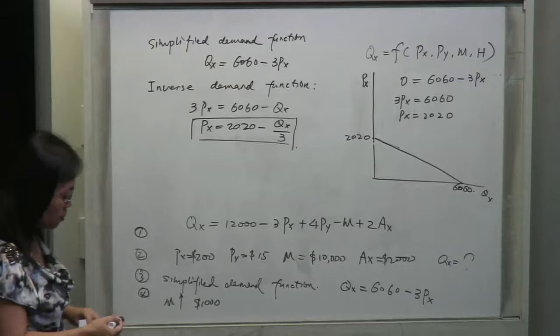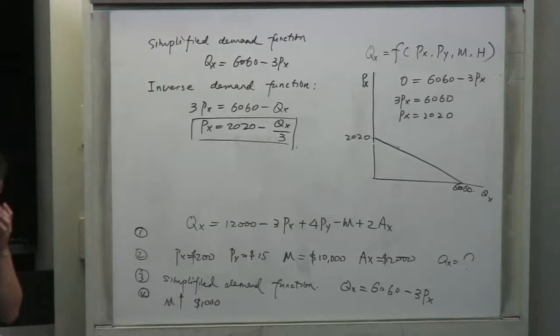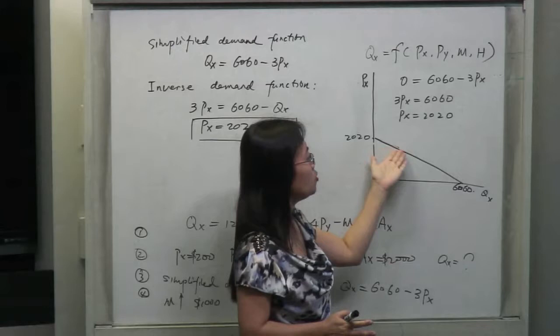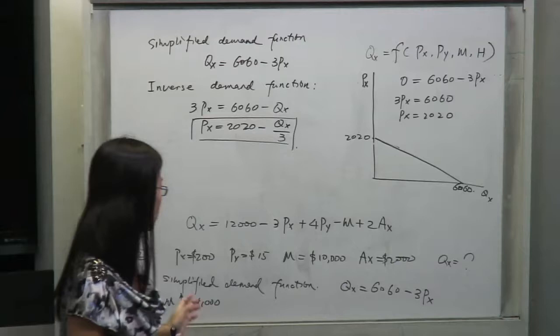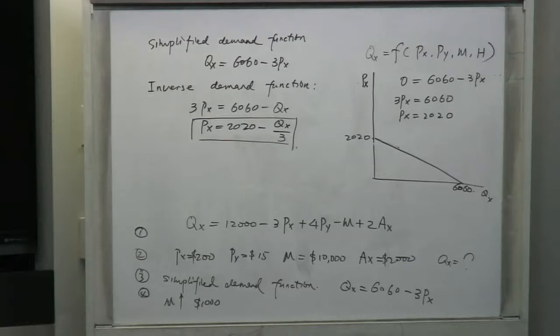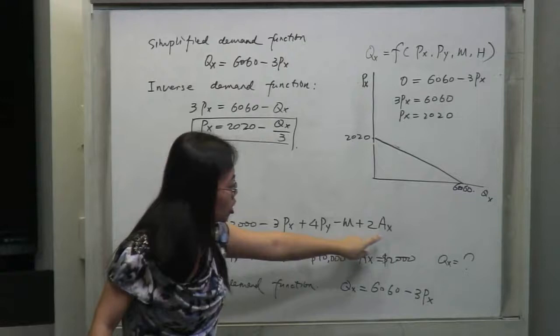So that's straightforward. But what I want you to do here is this. Suppose you're the manager, okay? And your goal here is to maintain the same level of the quantity demanded. So your goal here is to make this demand curve remain the same. Do not shift that. But right now there's something going on. The income has increased by $1,000, but you still want the demand curve to remain the same. So in order to make this demand curve remain the same, you're thinking about changing the advertisement expenditure to offset the effect from the income.